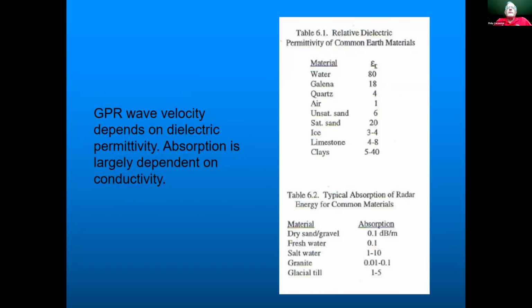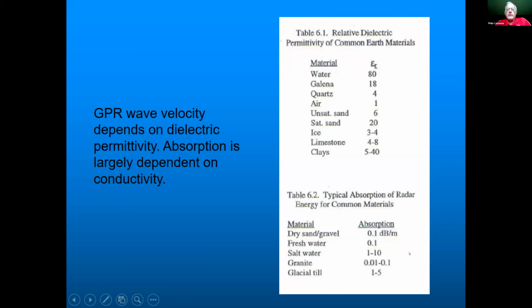So here are some relative dielectric permittivities. We just explained, water has a very high dielectric permittivity. Ice does not. Actually, the radar works beautifully over glaciers. Air, of course, is one. Clays tend to absorb signals and have lower dielectric permittivity. And then the absorption levels for common materials are shown down here.